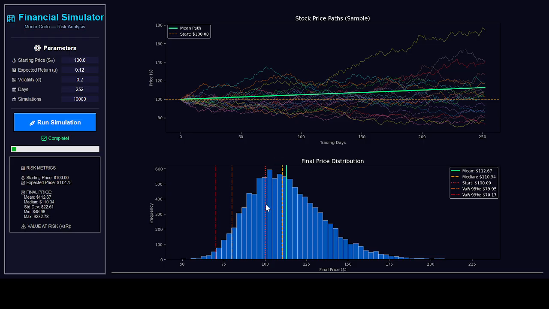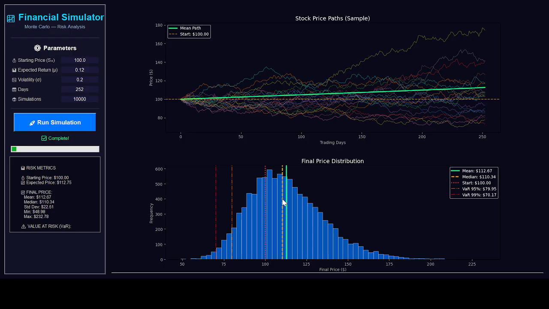The tallest bar indicates the most probable outcome. As we move away from the center, the bars become smaller because extreme outcomes occur less frequently. This creates a probability distribution that helps us understand where the stock price is most likely to finish. At the center, you can clearly see the green vertical line, which represents the mean final price.